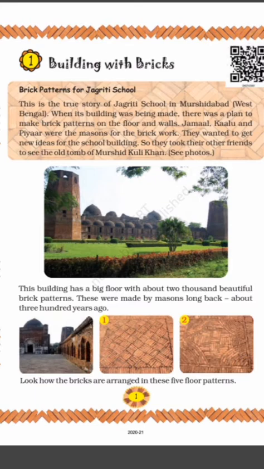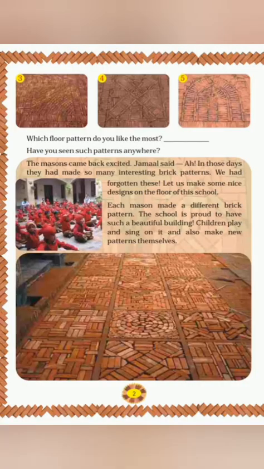Symmetrical pattern: when you divide symmetrical objects into two halves, it can be vertically or horizontally. On the next page other 3 patterns are given. How beautiful they are. You can write here which floor pattern you like the most. Now the masons came back excited and they made such a beautiful pattern that everybody started appreciating.